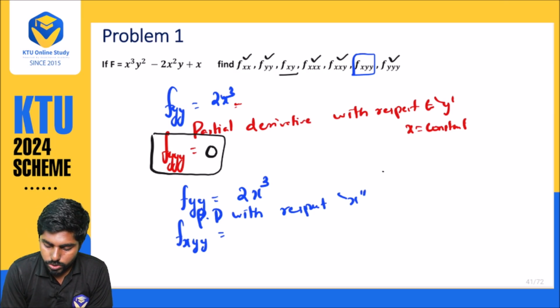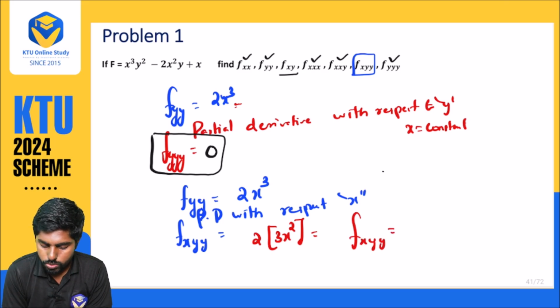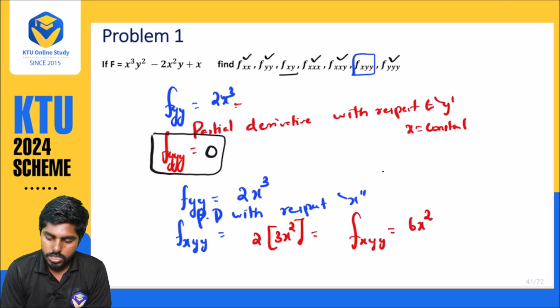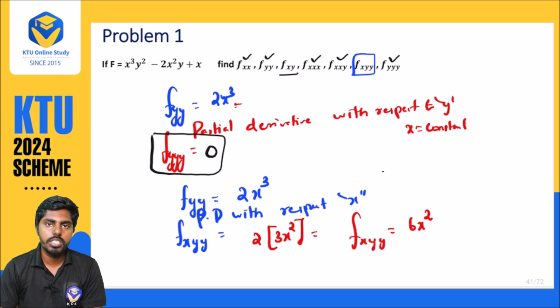So what will happen? This will become 2 into 3 into x square. So that is nothing but f of x y is equal to 6 into x square. So this is the required answer. Okay, this is the required answer.